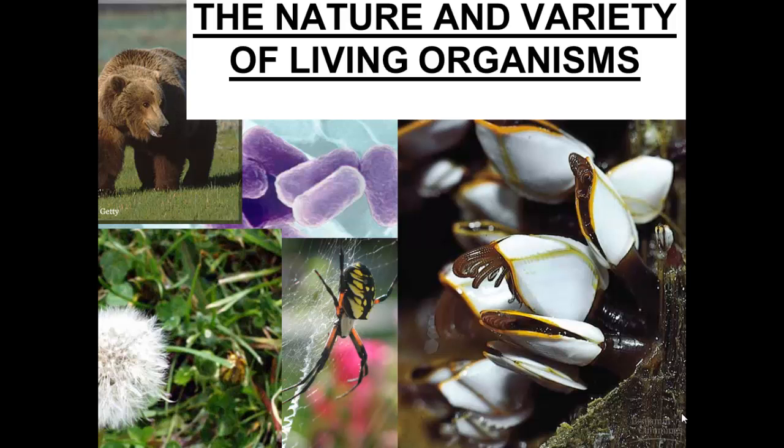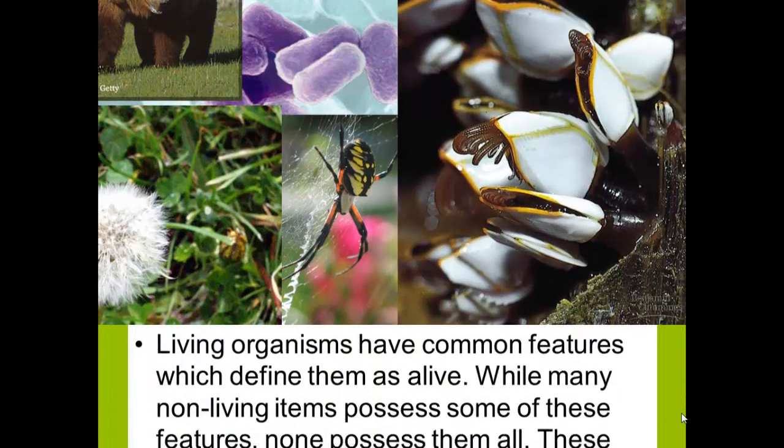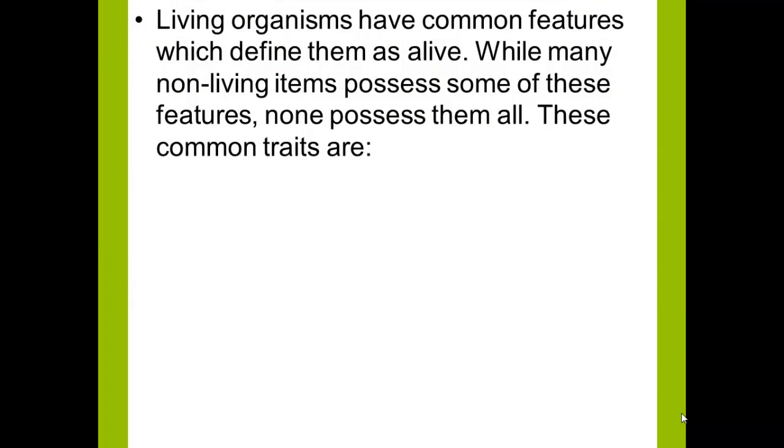This video is looking at the nature and variety of living organisms. Now, living organisms have common features which define them as being alive. You may be able to think of some non-living items that possess some of these features, but none of those non-living items possess all of them. For example, you might say a car. It can move, but it can't reproduce.